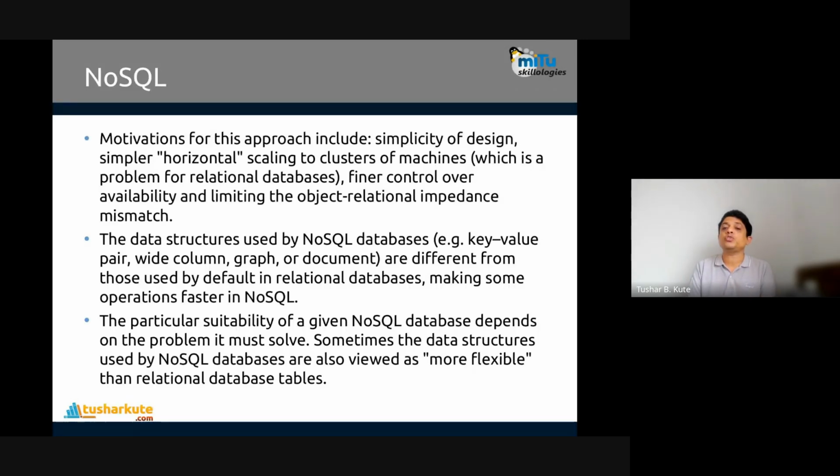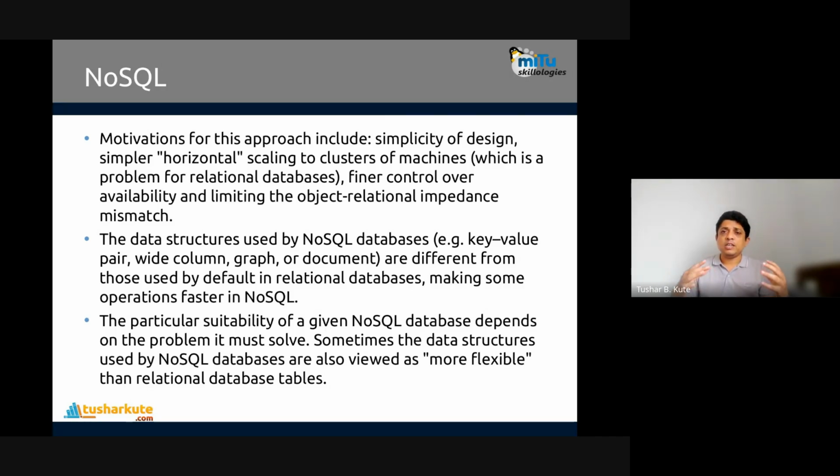So the data structures used by NoSQL are many. Primarily there are four different ways by which NoSQL databases can be created, which I mentioned here. We'll talk about that in detail. Key value pair, wide column database, graph and document based database. So they are different from those which are used by default in relational. Relational is common, that's why SQL is a standard language. SQL is a standard language used to analyze, control, or communicate with the structured data. Okay, which makes faster operations in NoSQL.